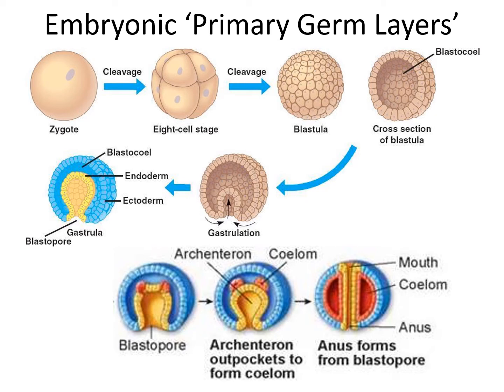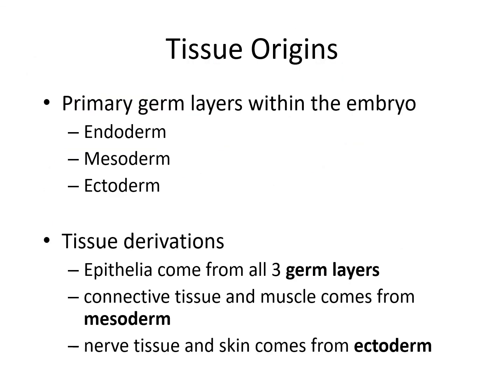So the mesoderm is going to give rise to connective tissue, for instance. The ectoderm is going to give rise to the skin, but also to the nervous system. And the endoderm is going to give rise to the lining of the internal organs, the lining of the digestive system, and the accessory organs that attach to it. Connective tissue comes from mesoderm only. Skin and nervous tissue come from ectoderm only. And interestingly, epithelial tissues can come from any of those three germ layers.